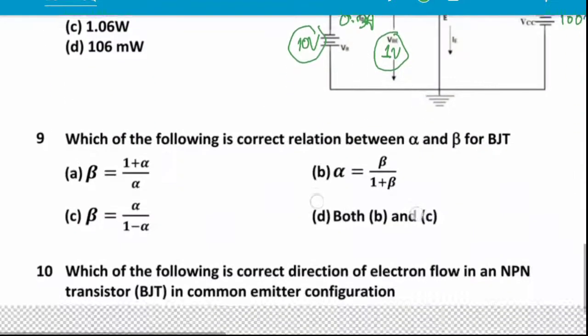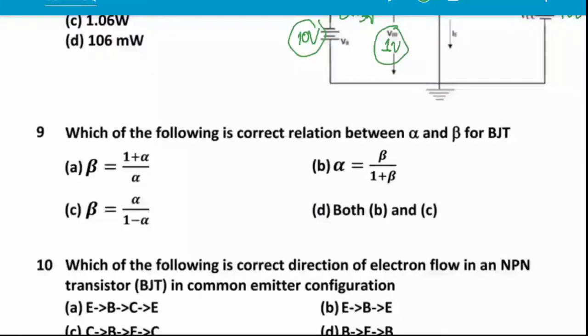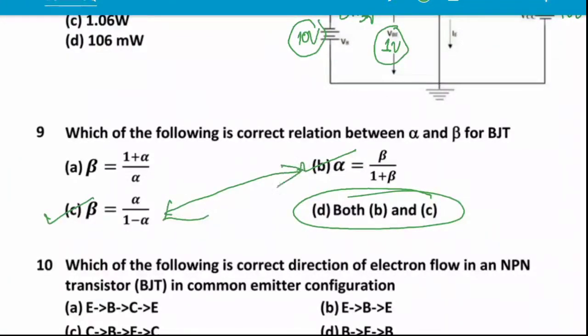Next question, question number 9. Which of the following is the correct relation between alpha and beta of BJT? Option A, beta is equal to 1 plus alpha by alpha. Option B, alpha is equal to beta by 1 plus beta. Option C, beta is equal to alpha by 1 minus alpha. Option D, both B and C. Alpha is equal to beta by 1 plus beta, and beta is equal to alpha by 1 minus alpha. You can convert one into the other. These are two equivalent equations.